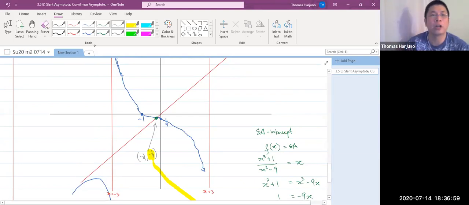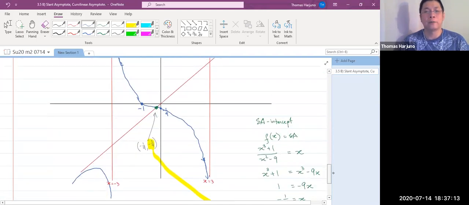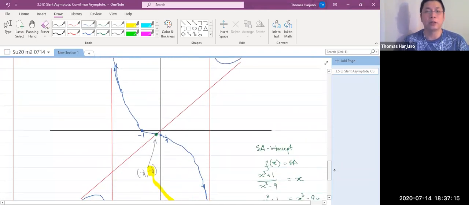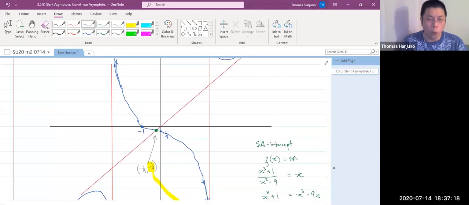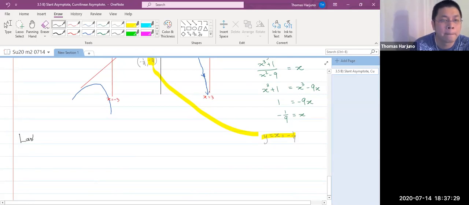Furthermore, we can say even more: the range of this function is negative infinity to positive infinity. Look at the middle portion of the graph. The middle portion of the graph goes from negative infinity to infinity, so the range of the whole function will be from negative infinity to infinity as well. Now, the last part, the curvilinear asymptote.